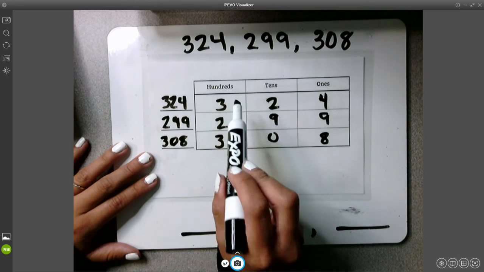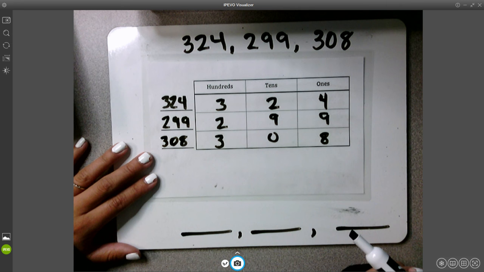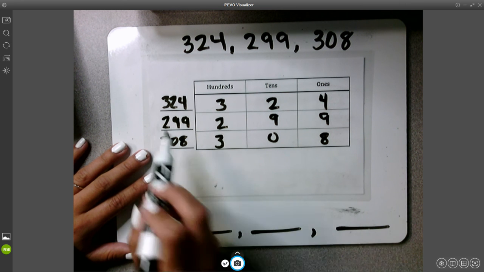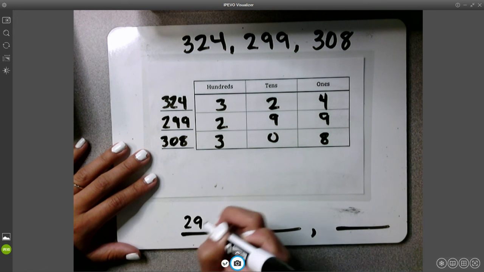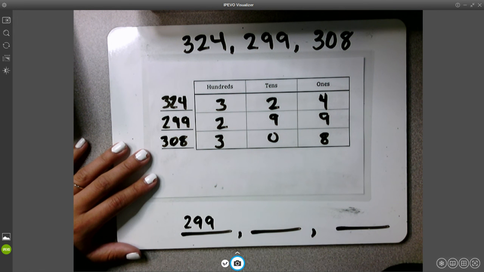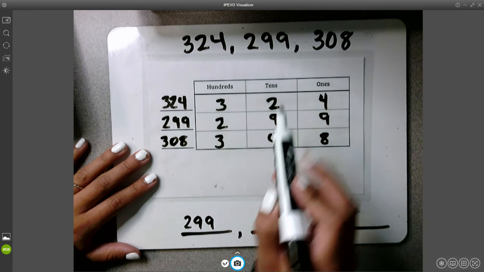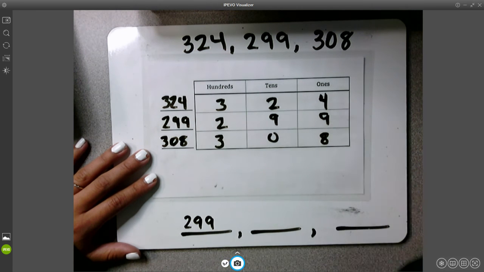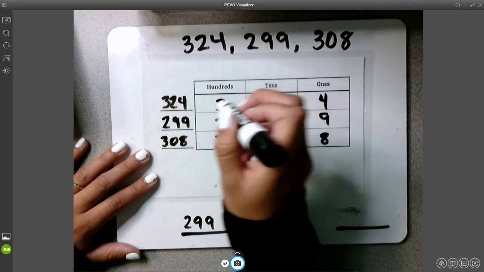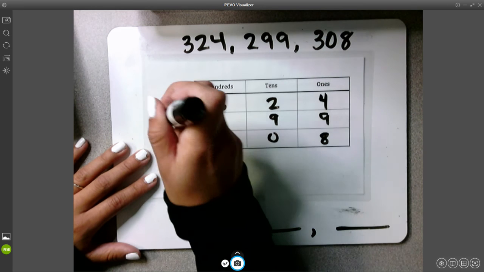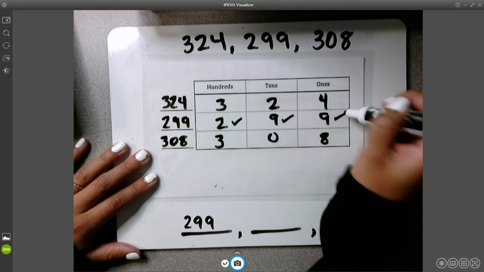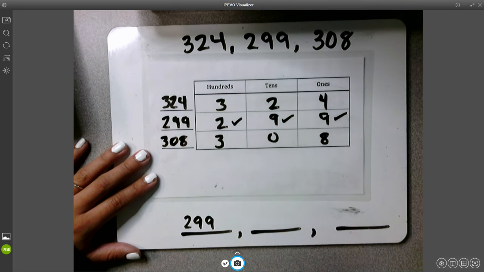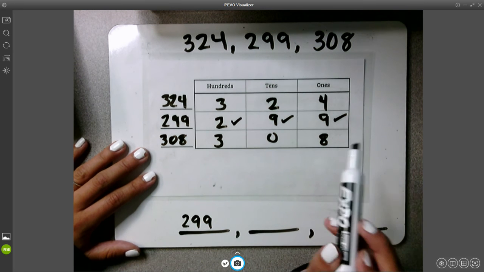So first I'm going to compare my hundreds. I have a 3, a 2, and a 3. Which one is my smallest or my least hundred? The 2. So my number 299 is first. This is the smallest number. So when you are dealing with this, you can either cross off or check or whatever is going to help you remember that you have finished this row. I'm just going to check them off, so I know that I'm not going to compare these anymore. That number is taken. It's done.